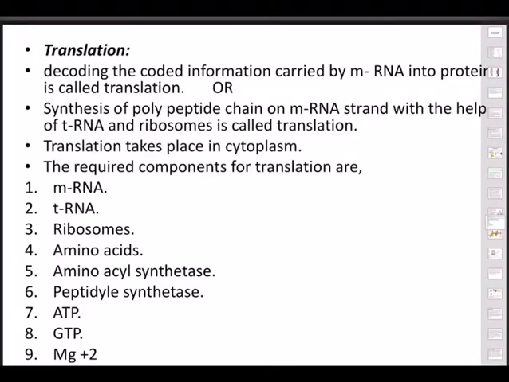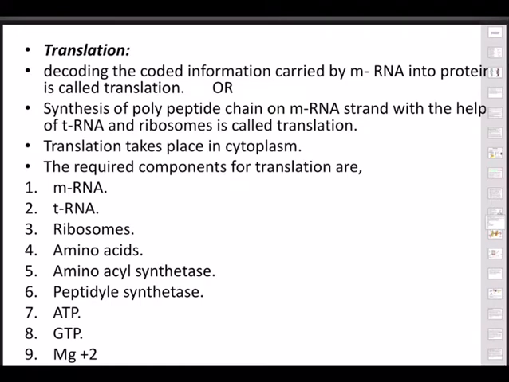Hello boys, welcome back to another interesting session of video tutorials, and this session is meant for class 12th biology students, and this is for 27th August 2020. And in this session we are going to discuss a very interesting concept called translation.